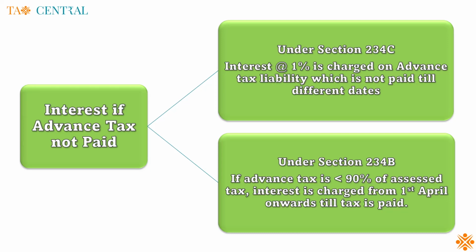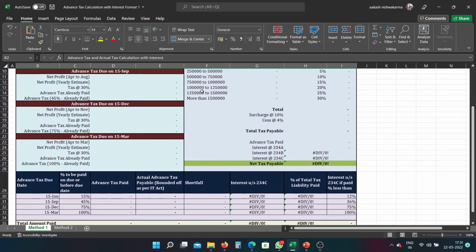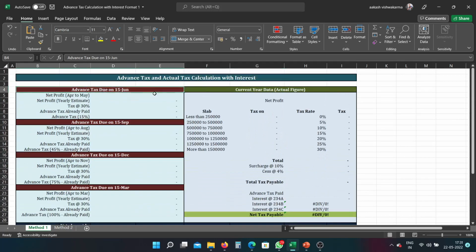Let's see how we can estimate our tax liability for advance tax payment. Since we cannot predict our turnover, profit and tax liability accurately, we have to estimate our tax liability for advance tax payment. So, there are two methods you can use to calculate estimated advance tax. This is the Excel sheet we have prepared to calculate the advance tax and actual tax, and interest calculation if advance tax paid is less or not paid on time.